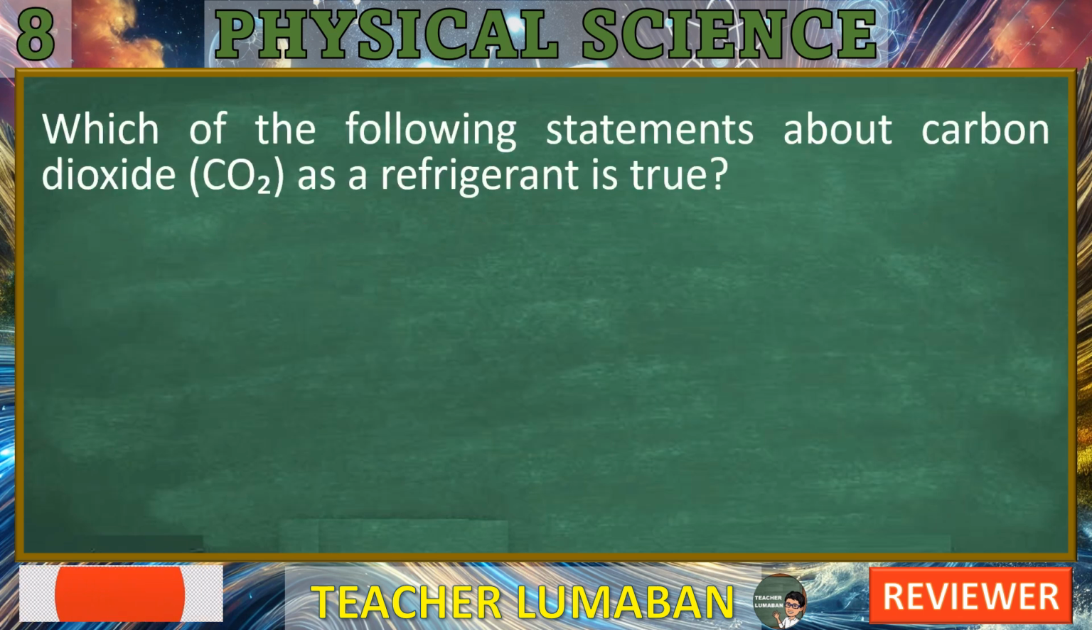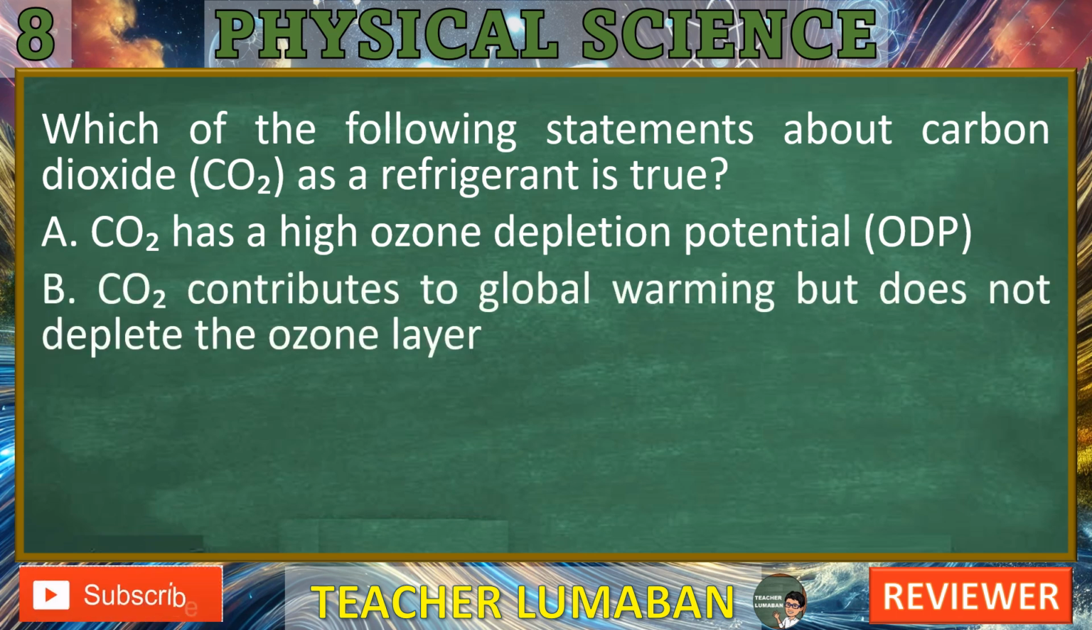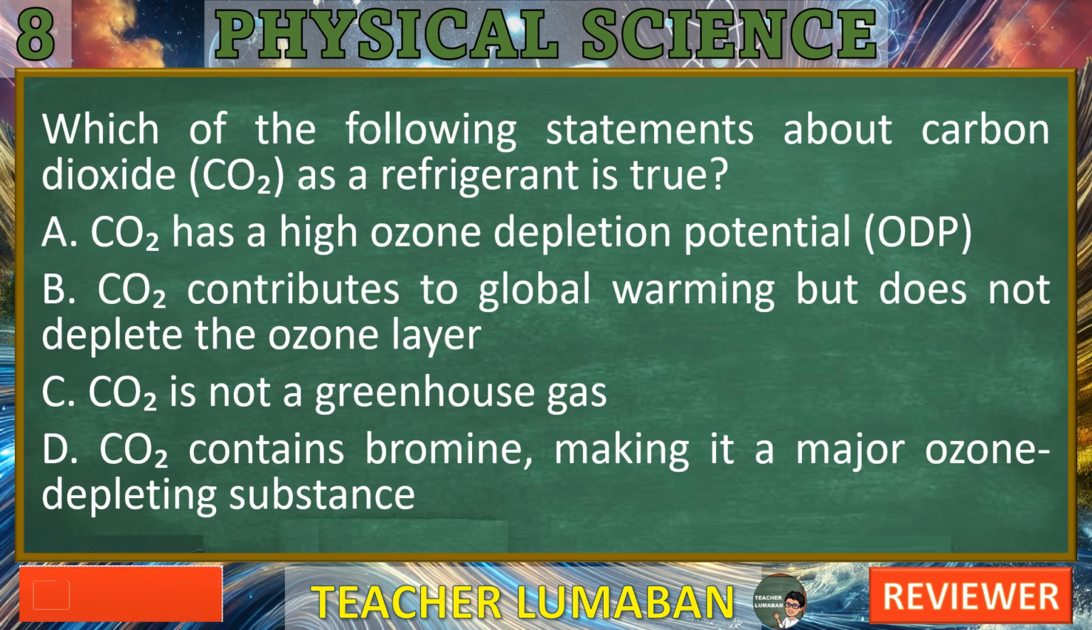Which of the following statements about carbon dioxide, CO2, as a refrigerant is true? A. CO2 has a high ozone depletion potential, ODP. B. CO2 contributes to global warming but does not deplete the ozone layer. C. CO2 is not a greenhouse gas. D. CO2 contains bromine, making it a major ozone-depleting substance.